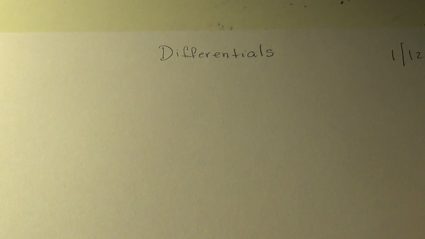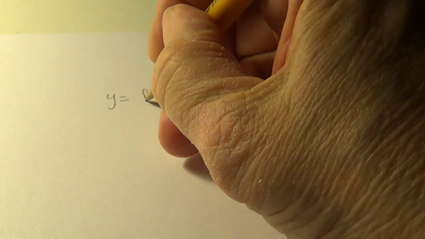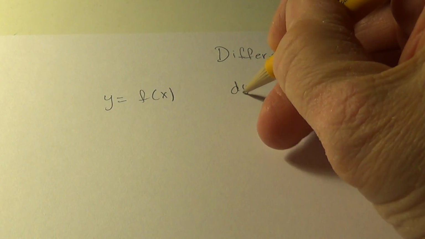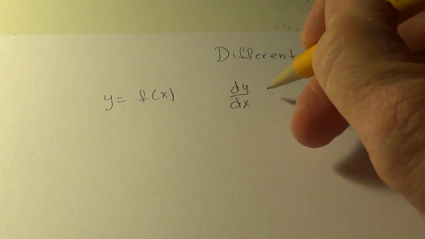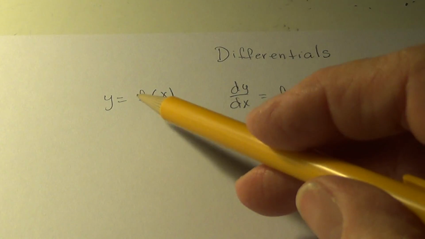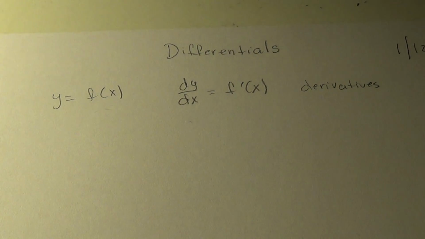So we'll start out with when you have a regular old function, y equals f of x. When we take the derivative, we can think of it as dy/dx, we've seen that notation, equals f prime of x. Both of them indicate the derivative of this function. So, in this form, we are speaking about the derivatives. We've seen that plenty of times.